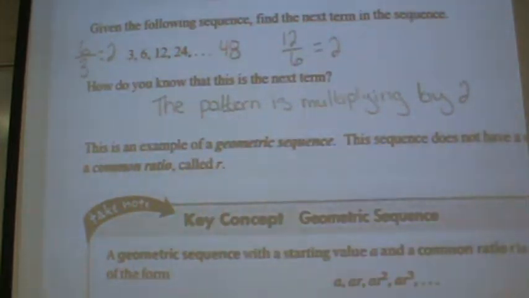Is everybody kind of clear with that? Because they're not all going to be whole numbers. We won't always be multiplying by 2. What if there's not a previous number? You should always have at least 2 numbers, because otherwise you can't tell if it's a geometric sequence or not. So you always should have 2 numbers. Alright.